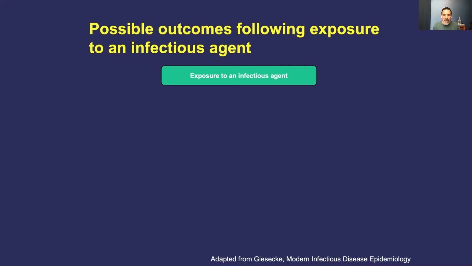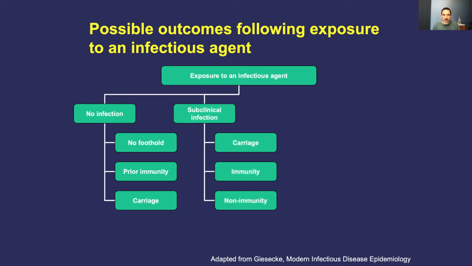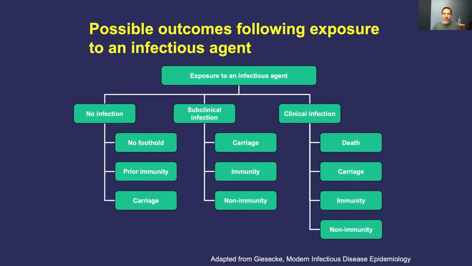There are three main outcomes that can occur. One is that the person does not become infected. Another one is that the person becomes infected but doesn't exhibit any symptoms, and this is known as asymptomatic or subclinical infection. And the third outcome is that the person develops mild or severe symptoms.